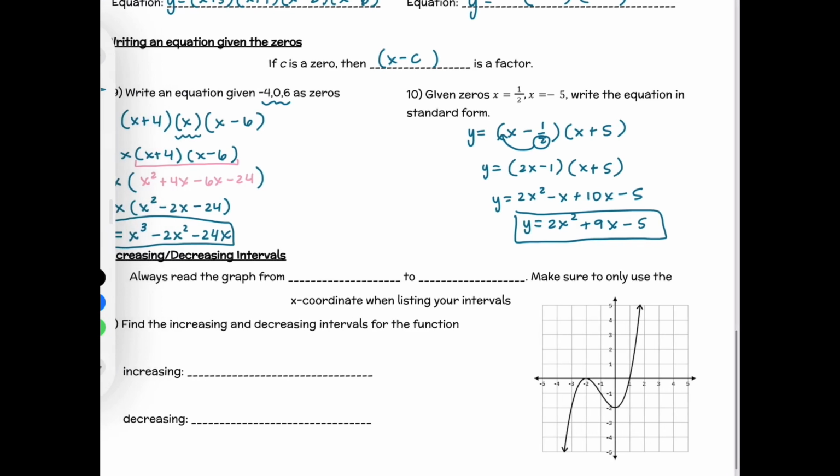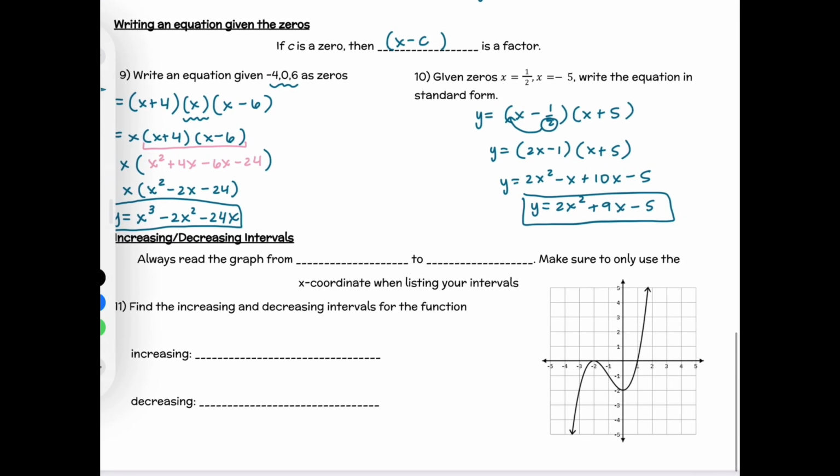All right, increasing and decreasing intervals. So always, always, always read your graph from left to right, just like you would a book. Make sure you only use the x coordinates when listing your intervals. So we only ever use x values to write increasing and decreasing.